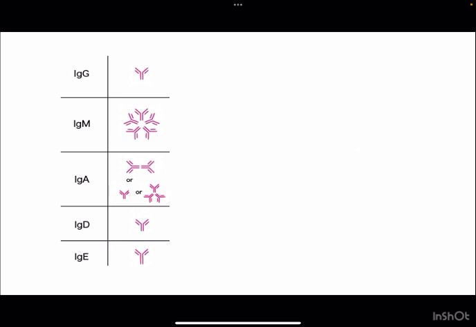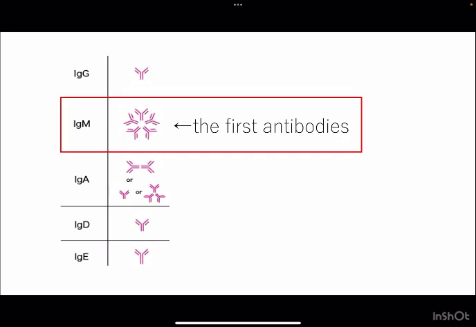In the early stages, B cells produce IgM. IgZ, IgA, and IgE are also produced only when the class switch occurs.